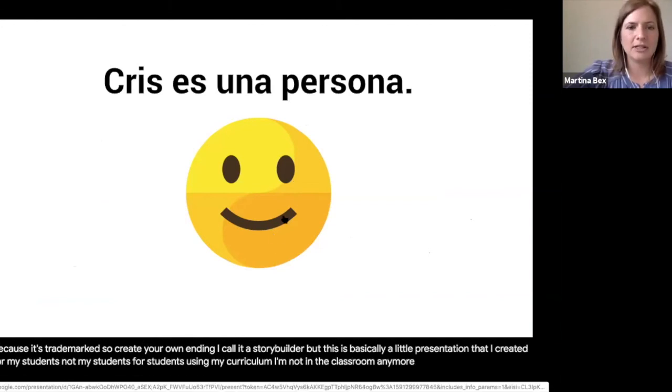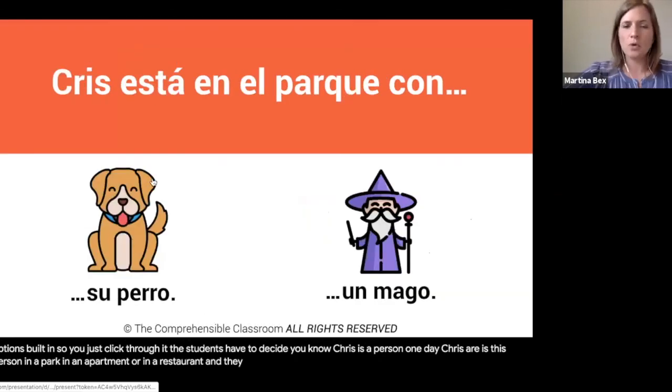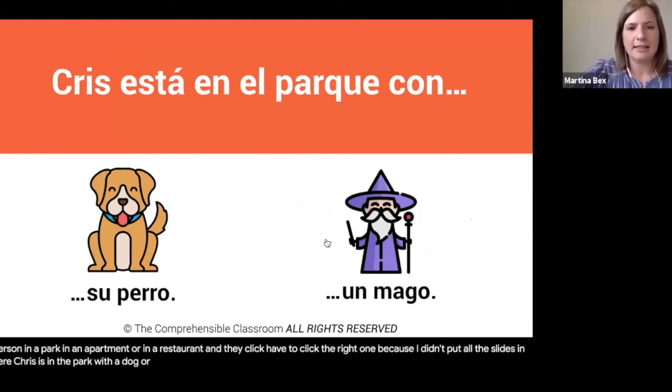So you just click through it. The students have to decide, you know, Chris is a person. One day, Chris is in a park, in an apartment, or in a restaurant? And they click. I have to click the right one because I didn't put all the slides in here. Chris is in the park with a dog or a magician or wizard. And so you can talk with your students like, oh, what do you pick? Like, how do we want to create this story together? I think I went with the dog. Okay. Chris and their dog sit on the grass or play with a ball.